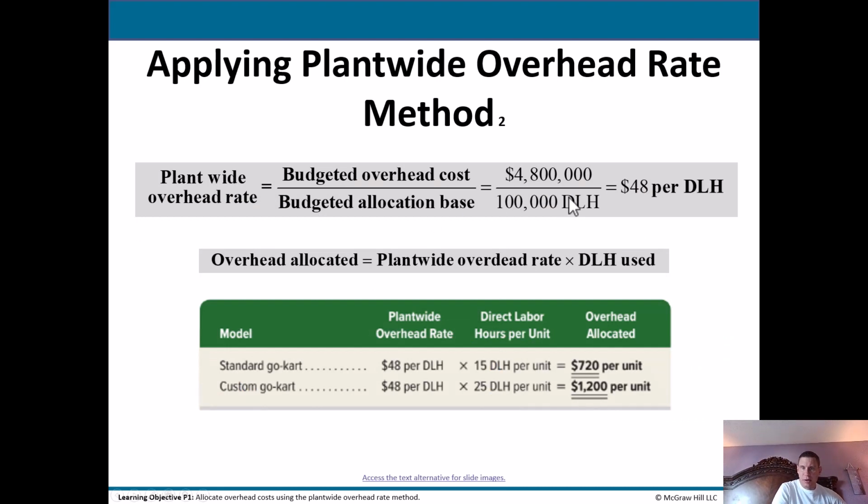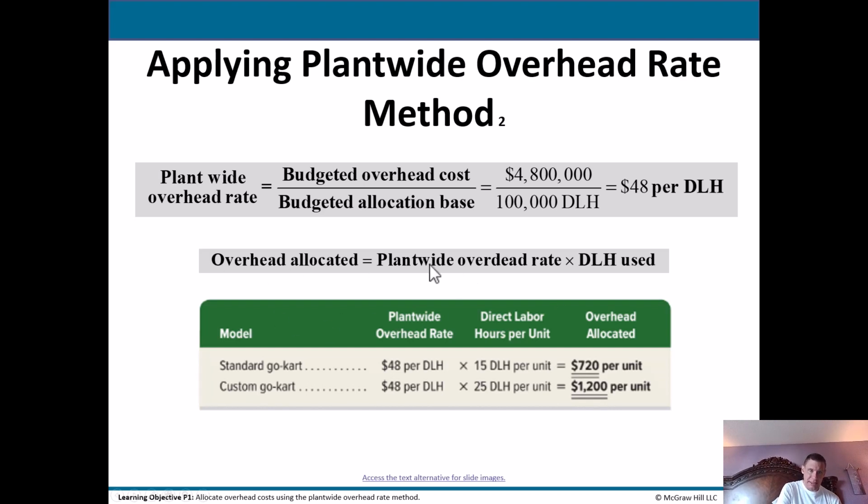Here you see the calculation, right? 4.8 million divided by the 100,000, and we get this quotient here of $48 per direct labor hour. So just real quick, let's talk about what that means. What it means, very simply, is that for every one direct labor hour that the factory incurs, they're going to charge $48 for the overhead. So let's say you come into work and you work 10 hours that day, then it would be 48 times 10, 480. So it's pretty straightforward.